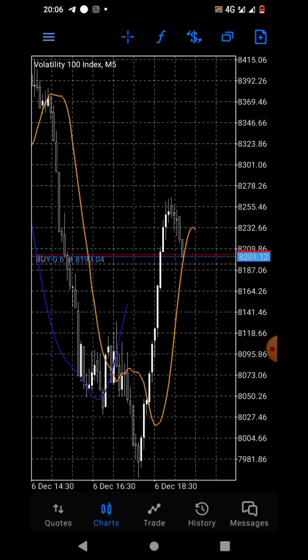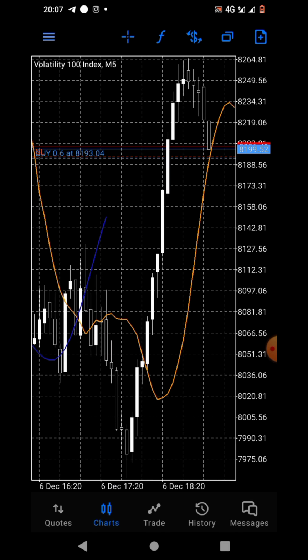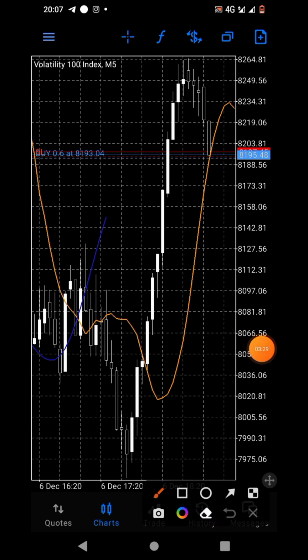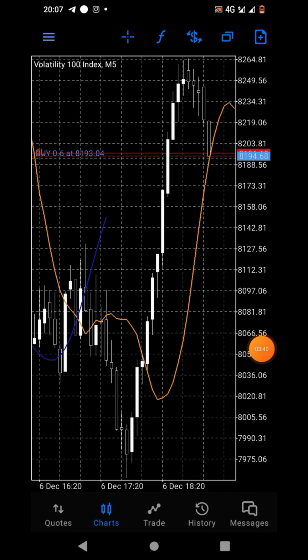At this point, I can say we are out on a break even for the VIX 100. It's going to hit us and take us out. You can see the rejection on the 5 minute time frame. If I had paid attention closely to that, I think I would have taken the profit.